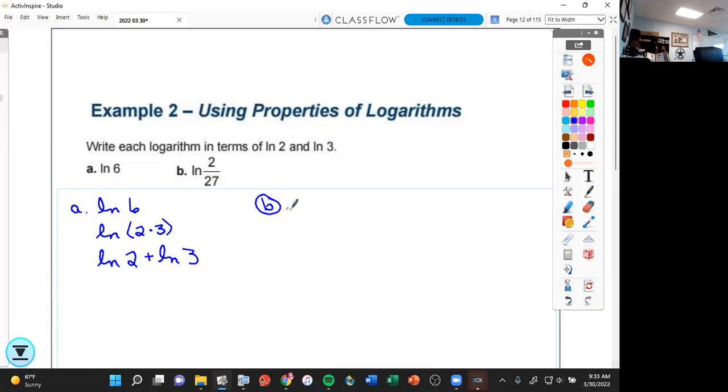B. I have the natural log of 2 divided by 27. Look at the numerator. Can we express the number 2 using only 2's and 3's? Okay, so we're done. Look at the bottom. Can you express 27 using only 2's and 3's or some exponents?